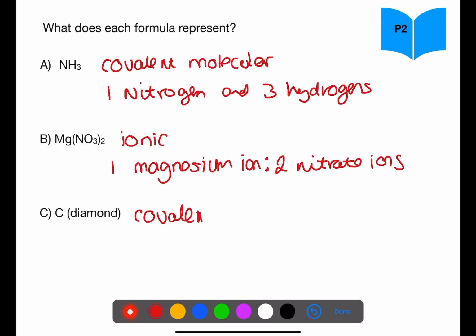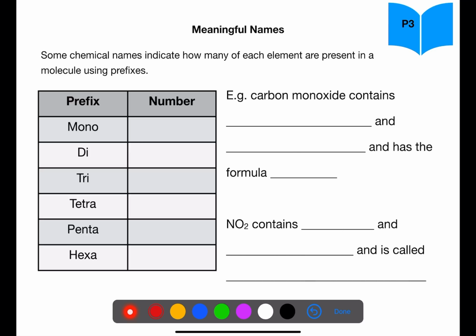This final substance is a covalent network. Diamond is a network of millions of carbon atoms. Therefore, its formula is just C. The first type of formula we're going to look at is that for chemicals with meaningful names.